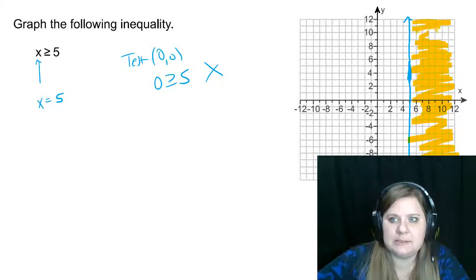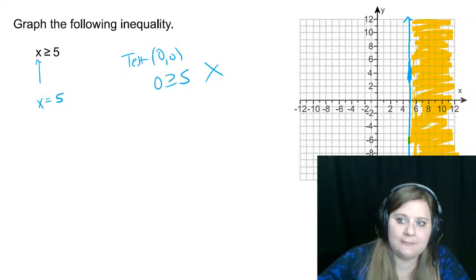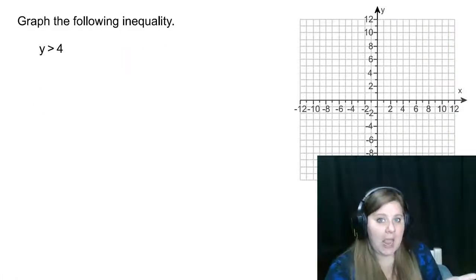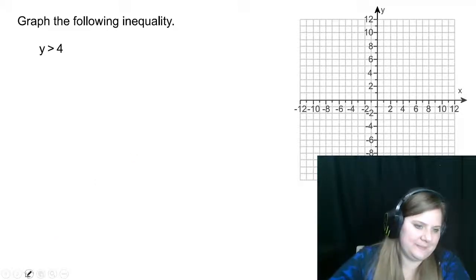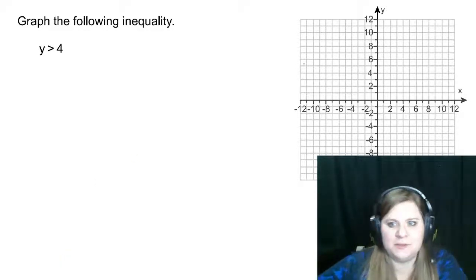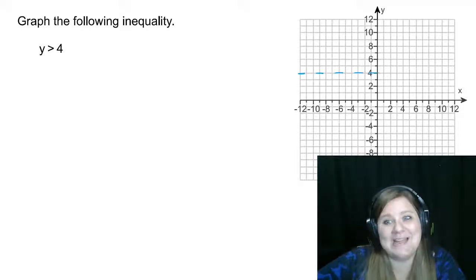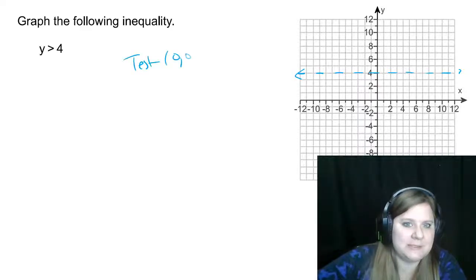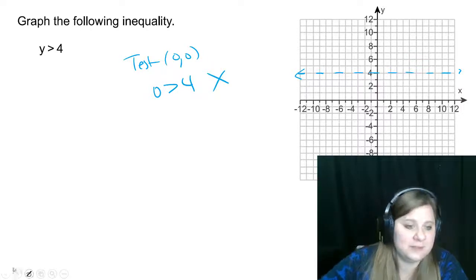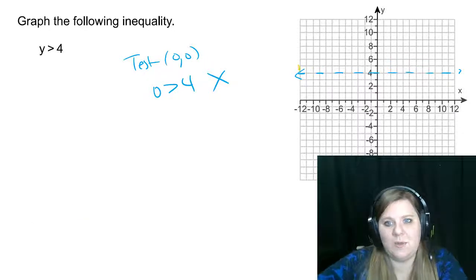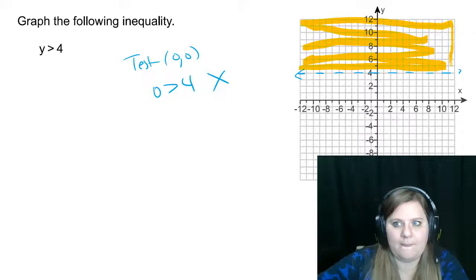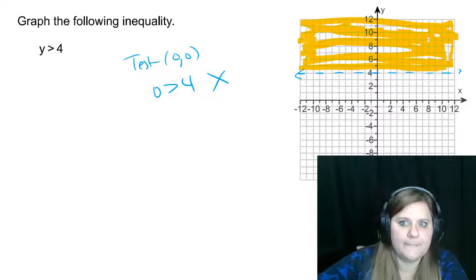So the key part of this is to remember that x by itself gives you a vertical line, okay? So y by itself gives you a horizontal line. Good. So just for giggles, we're going to say y is greater than 4. You're going to plot a dotted line through 4 horizontally. Your test point is (0, 0). 0 is greater than 4 is false. So you're going to shade away from (0, 0), which in this case is above. Ta-da!